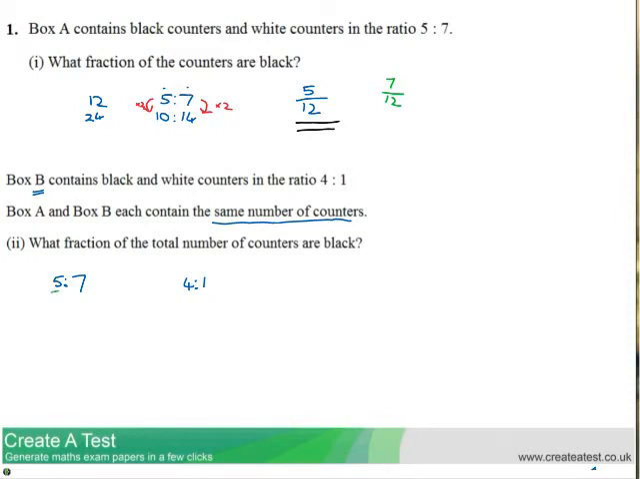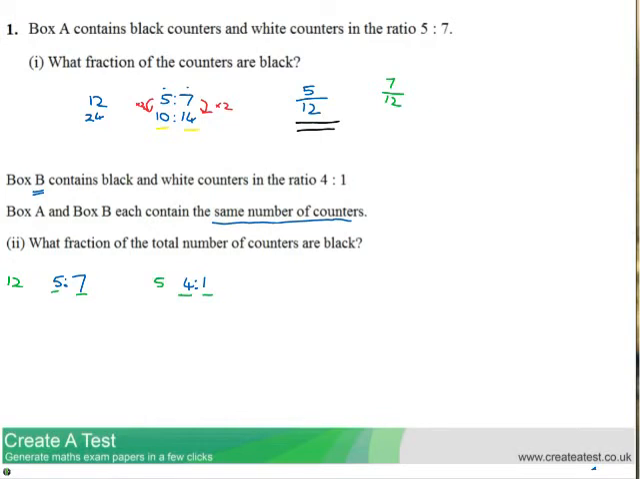So the first box, we've got 5 and 7, so we've got 5 black and 7 white, is the lowest number of counters we could have. So if we have 12 counters, we have 5 black and 7 white. And we talked about how an equivalent ratio up here of 10 to 14 will be another possibility for the number of counters we had. Now over at the other side then, we've got 4 black and 1 white, so the minimum possible counters we could have is 5.